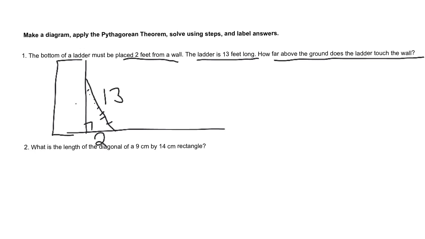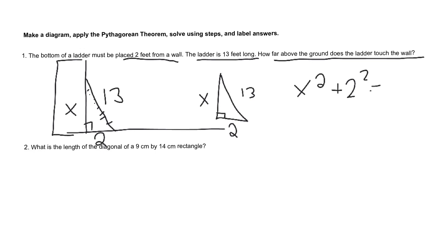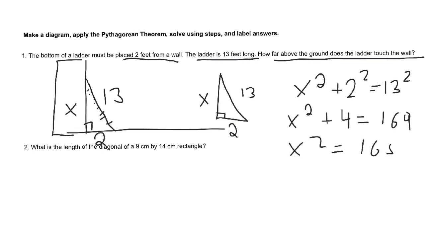And the question is this: how tall, how far up the building? Let's redraw the picture again so you can see it without the building. So I have a right triangle, 2, x, and 13. Okay, so x is a, b is 2, c is 13. So you can write x squared plus 2 squared is equal to 13 squared. x squared plus 4 is equal to 169. Subtract 4, subtract 4. So x squared equals 165.